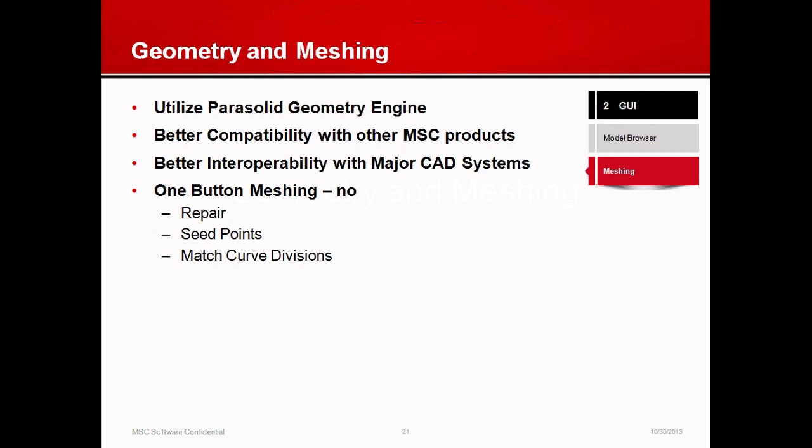The good news is it not only is better solid modeling, but it also allows us to utilize other meshing technologies that are in the MSC products, including one-button meshing. So with the one-button meshing technique, we don't need to repair our surfaces. We don't need to introduce seed points. We don't need to match curves. And so with a single click of the button, we can get a geometry meshed for us. Of course, all the existing meshing techniques exist today as well.